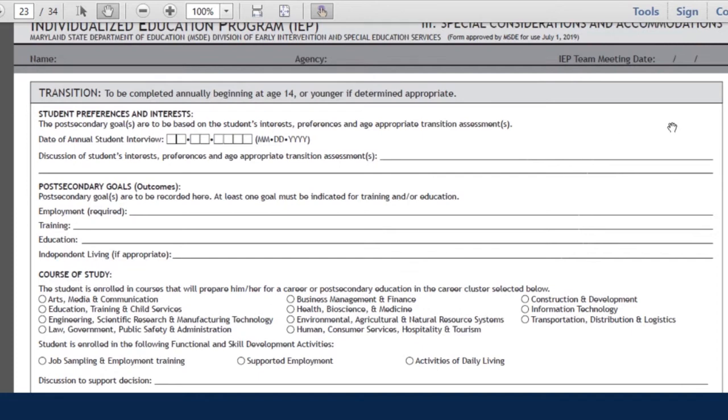Okay. Next in section 3 is transition. And transition services are designed to be implemented no later than 14 years of age, and often they are encouraged to start younger, as young as 10 or 12. But through state and federal regulations, they are required no later than 14 years of age. Now, what does that mean to you?